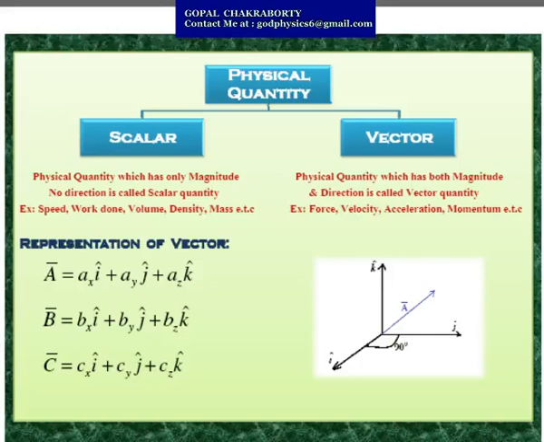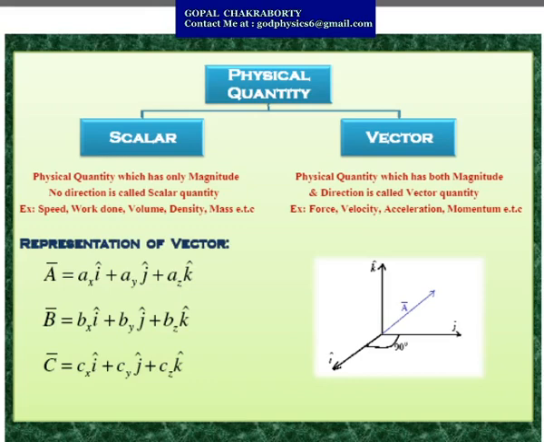Say work done. Work done means force into displacement. So it has no direction. You don't need to know in which direction the work has to be done. You have to apply a force in a particular direction, but due to that application of force, the work done will happen, but it has no direction, only a magnitude. So the quantity which has only magnitude is called scalar quantity.